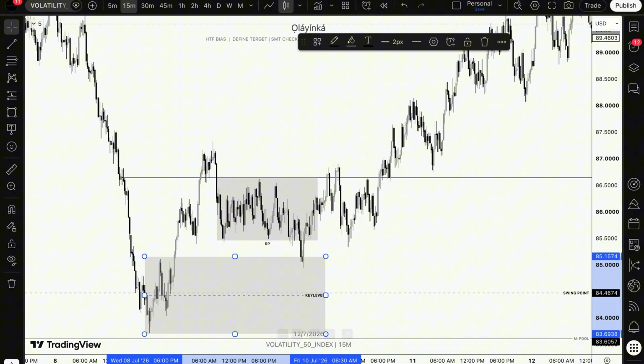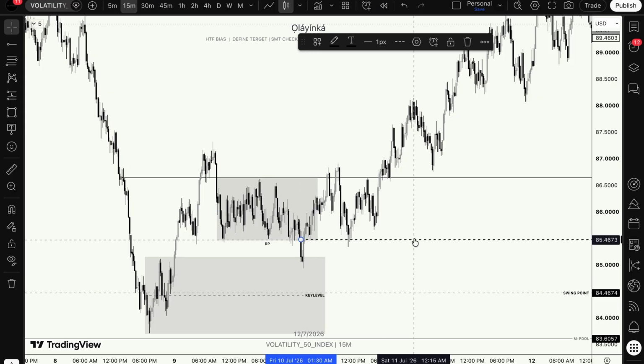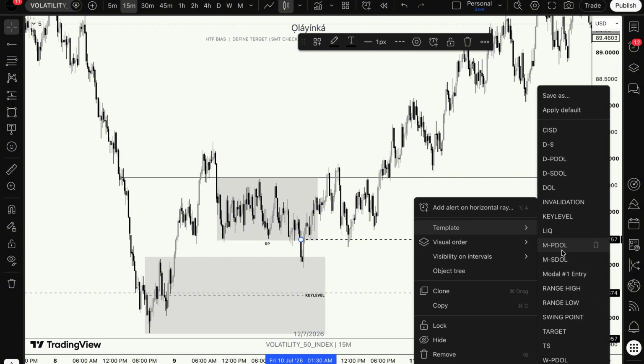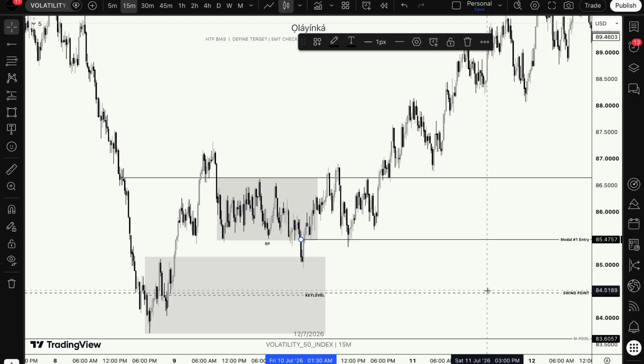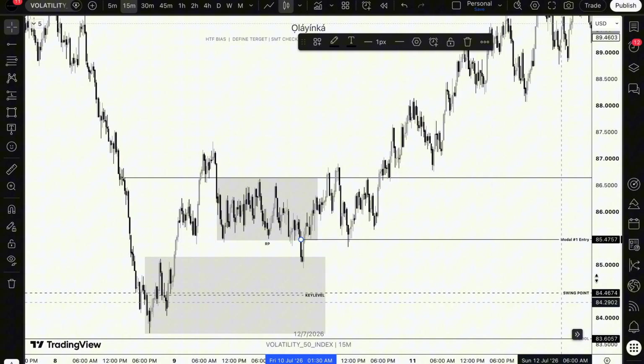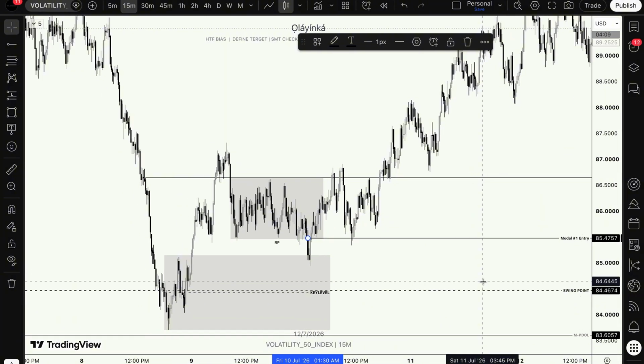And as soon as price manipulated into it, it formed my entry model that I just talked about right here. That's model 1. And one thing I want you to understand: when it comes to volatility, there's nothing like key time. Key time doesn't work on volatility, so just forget about key time. If it's a currency pair, we'll be thinking about key time and all. But when it comes to crypto and volatility index, there's nothing like key time. So when you see what you're looking for, you just take it.